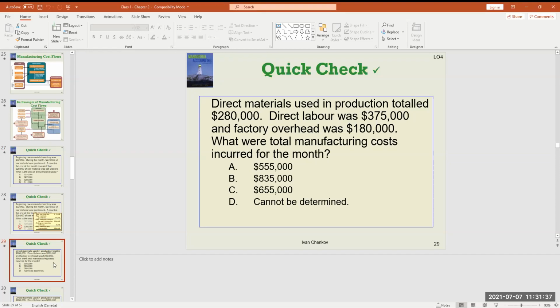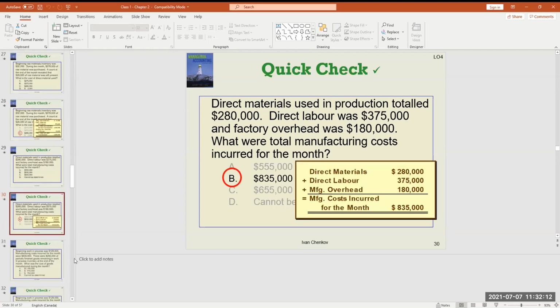So here, direct material used in production totals 280. Direct labor was 375. The overhead was 180. What's the total manufacturing cost for the month? $835. 835. Thank you. What we're going to do is combine the three and get the total.